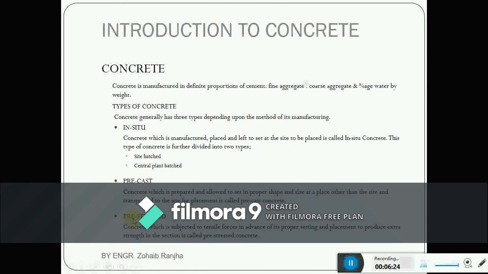And the next one is pre-stressed concrete, that is high strength concrete which is subjected to tensile forces in advance of its proper setting and placement to produce extra strength in the section. Actually its purpose is to induce extra strength in the concrete. The steel bars are pre-stressed, which means tensioned. Tensile forces are applied on the steel bars before inducing them into the concrete. After that they are induced in the concrete, so the concrete strength is highly improved.